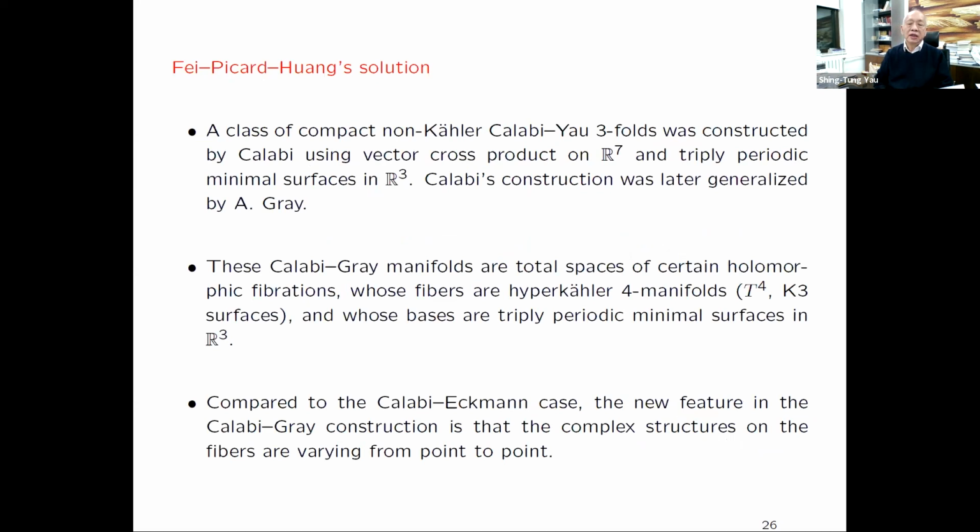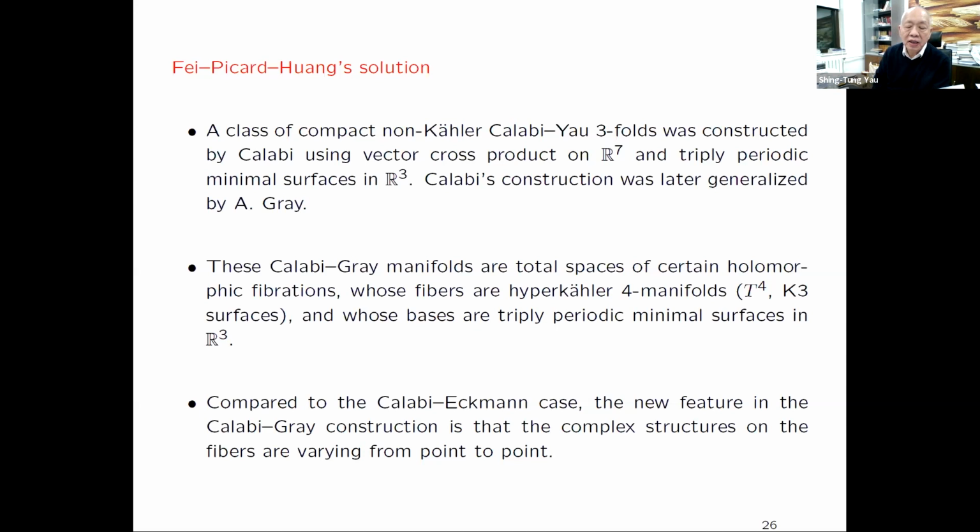Well, there are many other explicit constructions for non-Kähler Calabi-Yau manifolds later. And this was actually something I recommended to my former student Phong to work on. So a class of compact non-Kähler Calabi-Yau manifolds were constructed by Calabi using the vector cross product on R7 coming from Kähler multiplication. And one can construct triply periodic minimal surfaces in R3 by using Calabi's construction. And this was generalized by Alfred Gray later.